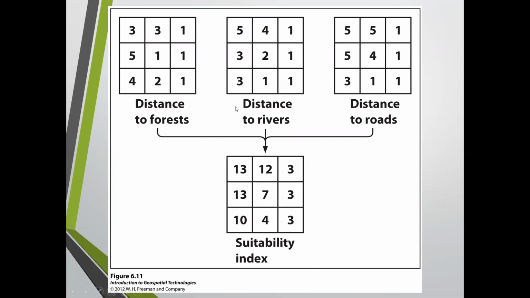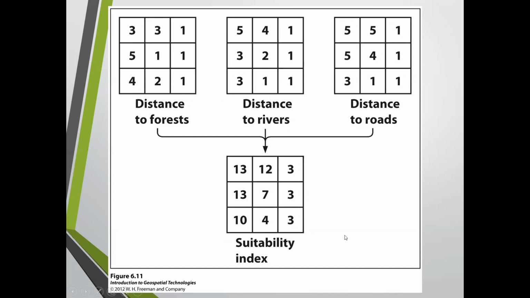So here's your rasters. What they're doing in this is, there's your distance to forests. Remember, 5 is your best. Distance to rivers, 5 is best in this case, and distance away from roads. So these guys right here, obviously your road is probably over here. So when you're overlaying this, you notice what you're doing is you're adding. So I'm taking 3 + 5 + 5, and I get a 13, and 3 + 4 + 5, you get 12, and you can see what's happening. So as you add these up, this is your suitability index.